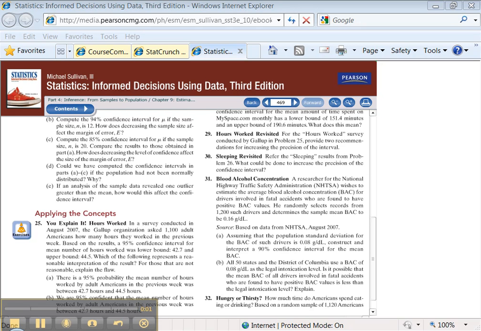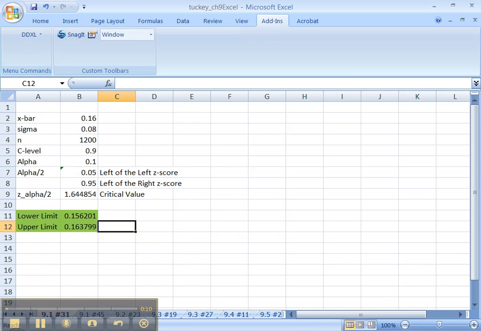I needed to mention a few different things to you all before we left 9-1, number 31, and moved on to the next problem. First of all, let's look at what we constructed here. I know it's a little bit complicated, so bear with me. These first few numbers are the information that's given in the problem.